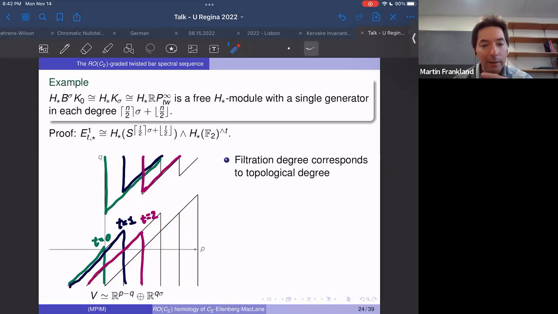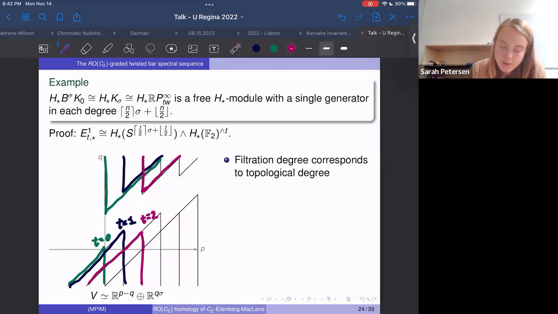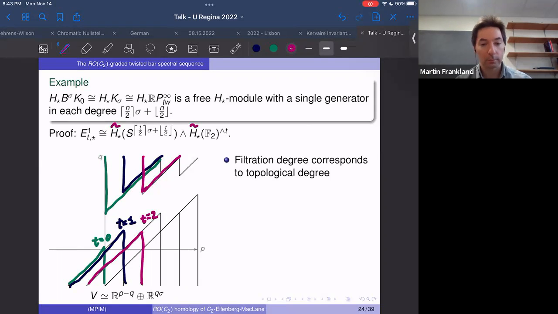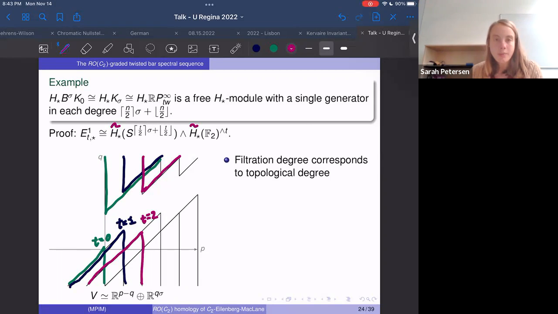Sorry, in that notation, what was the homology of F2? So this should really be reduced homology. F2 is going to have the same homology as S0 in this setting. So it's the reduced homology of the 0 sphere. Okay, thanks. So that's how we're getting a copy of the homology of a point at each of these different gradings.